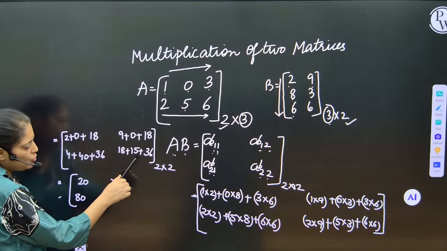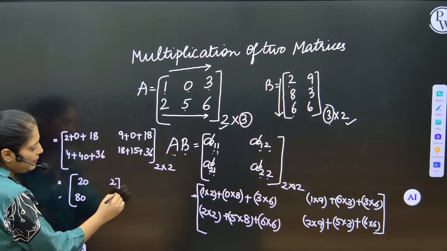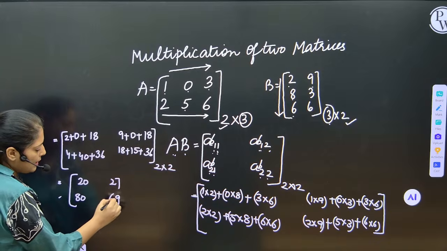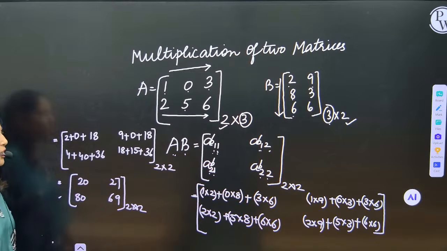And this will come out to be 13, 19, 60. 2 cross 2. Clear? Repeating again.